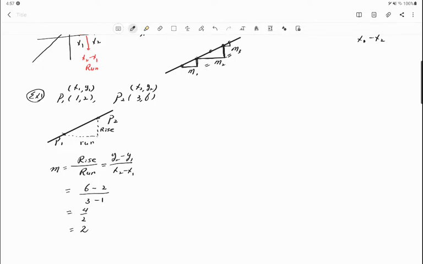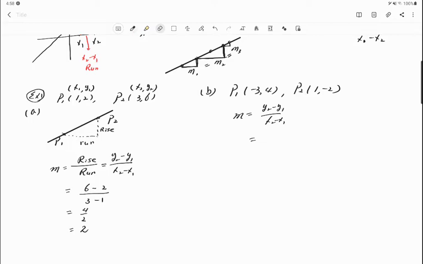Let's try another one. B. The first point is negative 3 and 4. The second point is 1 and negative 2. From here, let's find the slope. The slope is y2 minus y1 over x2 minus x1.